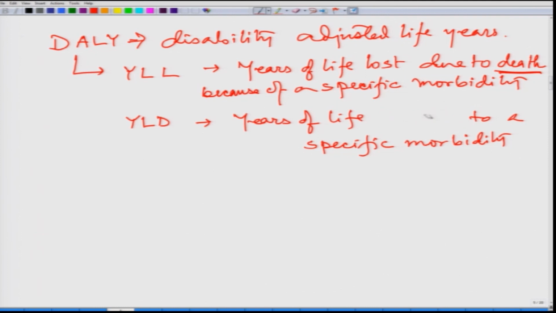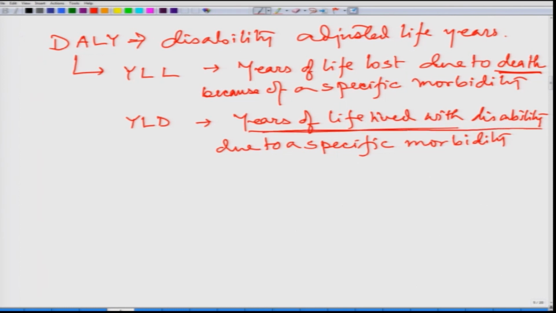Years of life lived with disability due to a specific morbidity. So this is years of life lived with disability, that's also not desired. Yeah, and years of life lost due to the death.